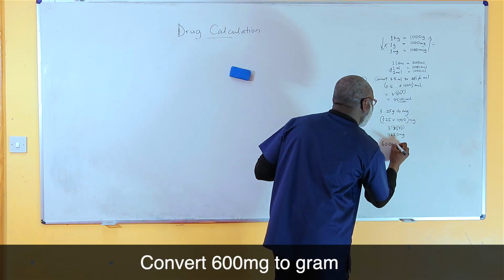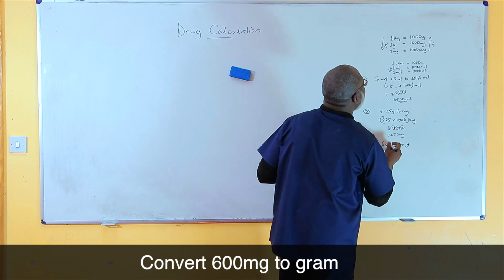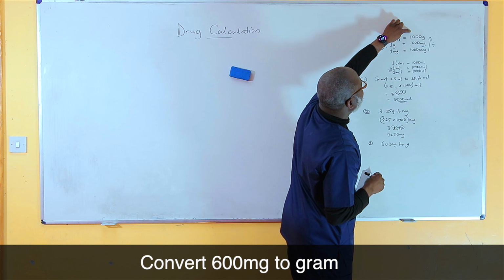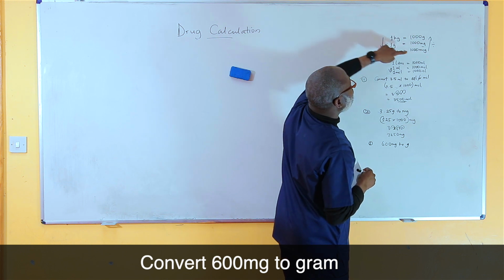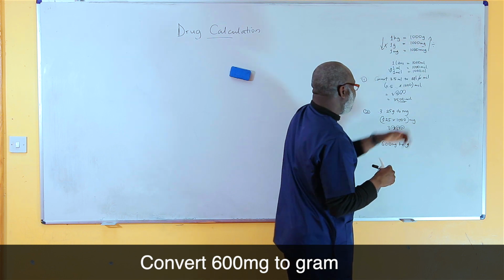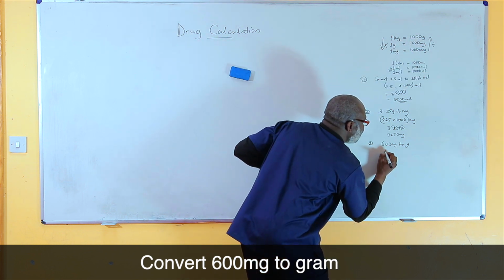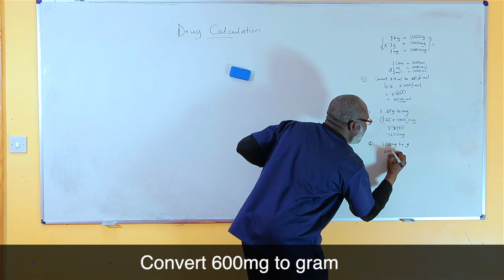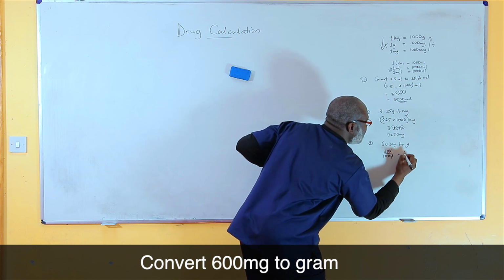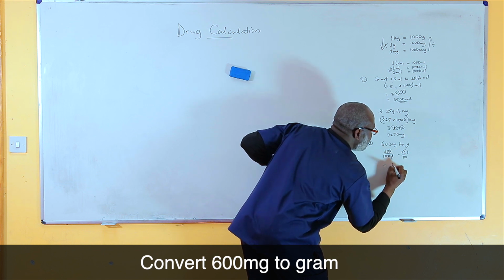Number 3, convert 600 milligrams to grams. Milligram to gram, so we're going from a lower to a higher one. So what do we do? We divide by 1,000. That would be 600 divided by 1,000. The zeros cancel, that is 6/10, which equals 0.6 gram.